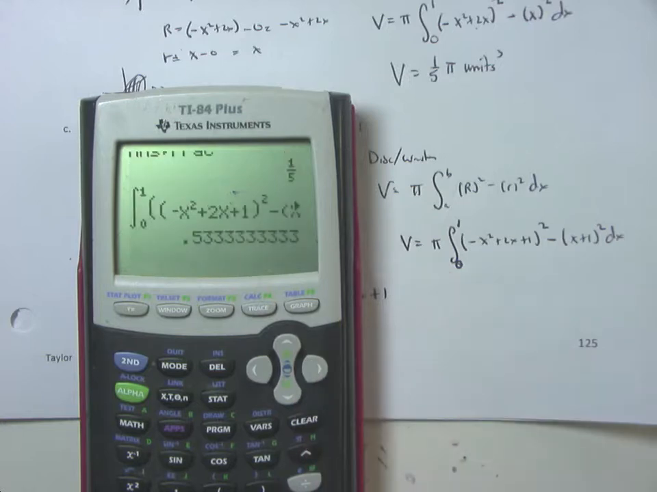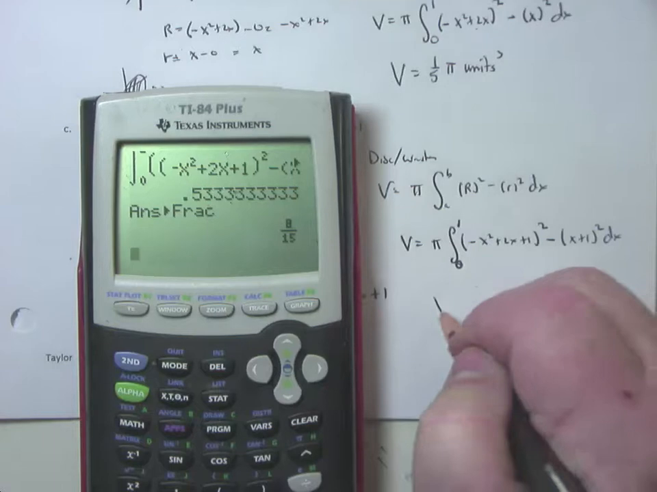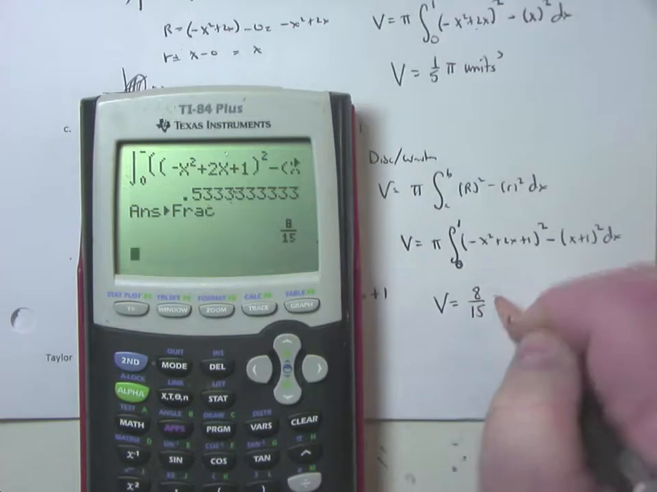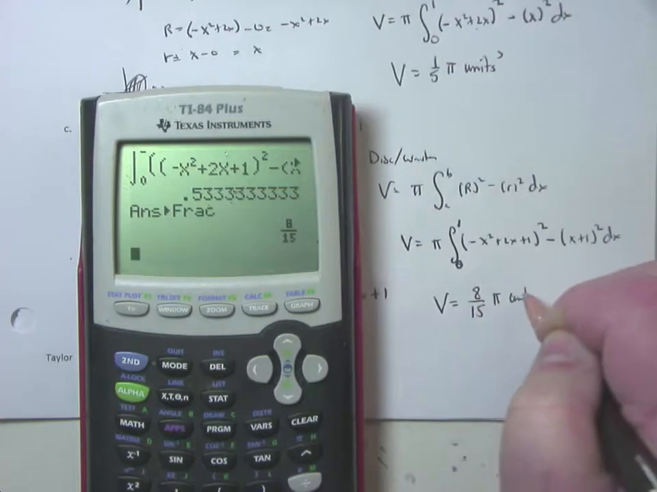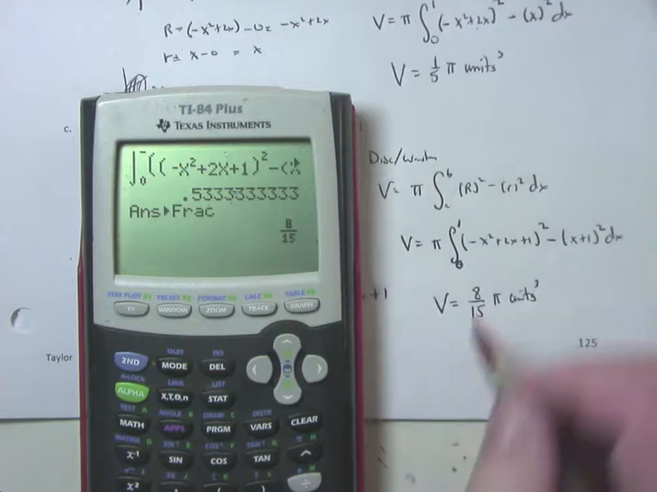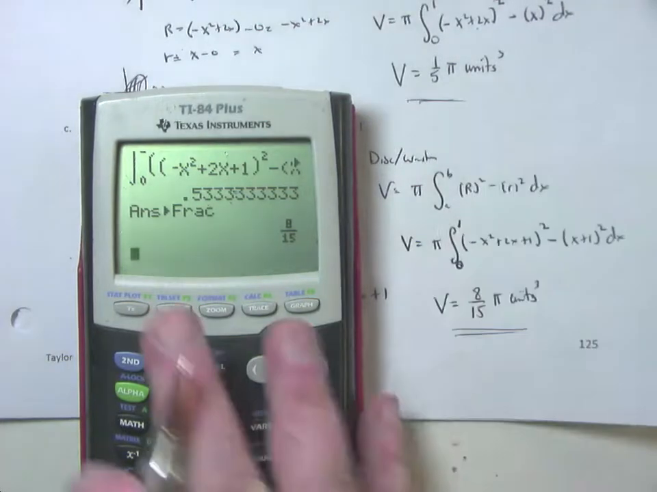So there's my answer, 0.5333333. I'll convert that to a nice little fraction just to make it nice. So the answer for volume is going to be 8/15 pi units cubed. And there's your volume for this guy.